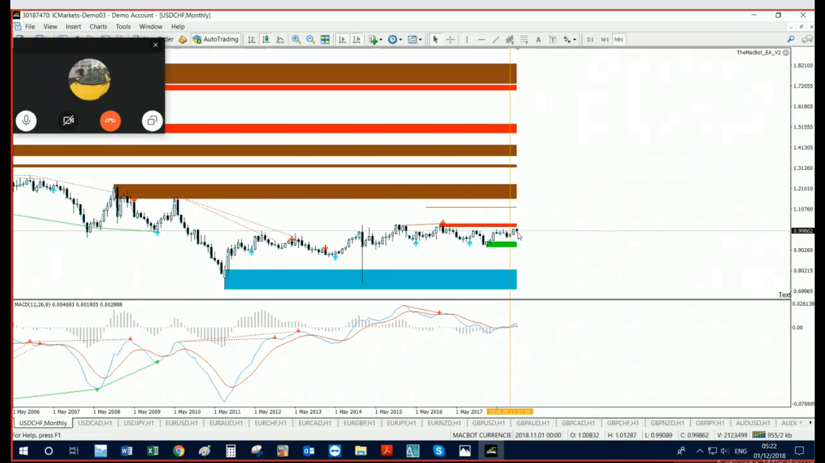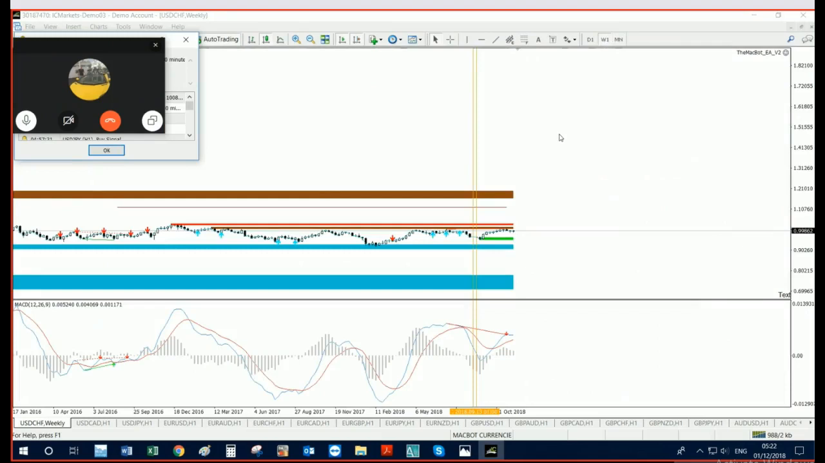So in this case, it's nearly touching. Yes, so we move on to the next question. The next question is, is price at a weekly? Is there a weekly trading zone inside the monthly trading zone?